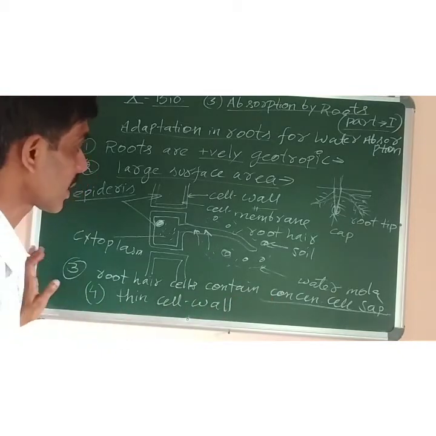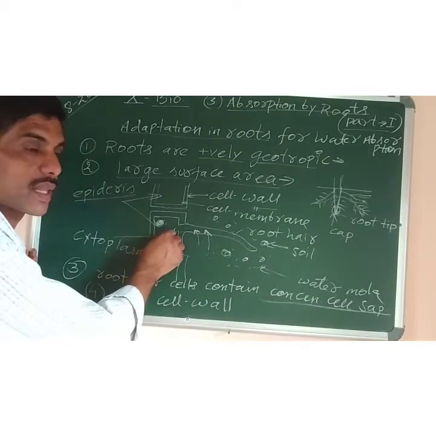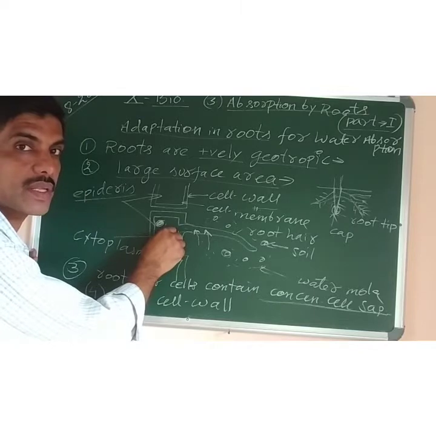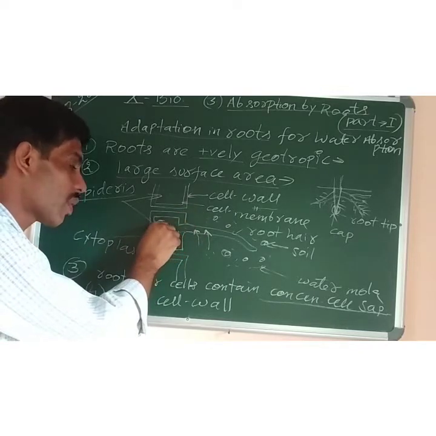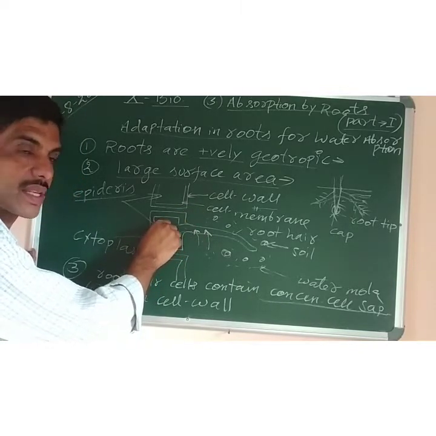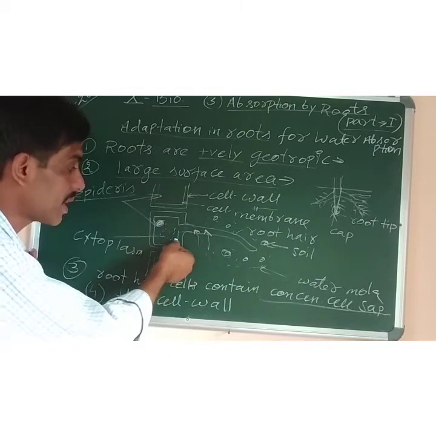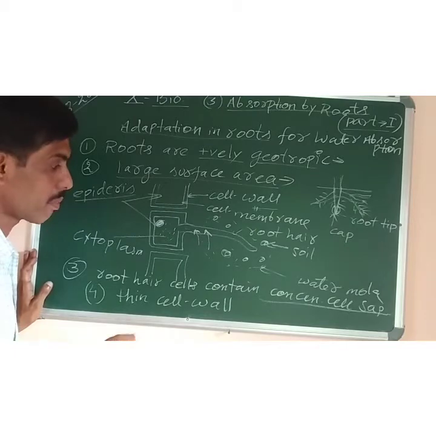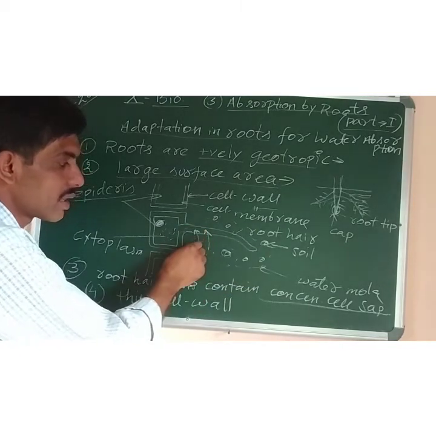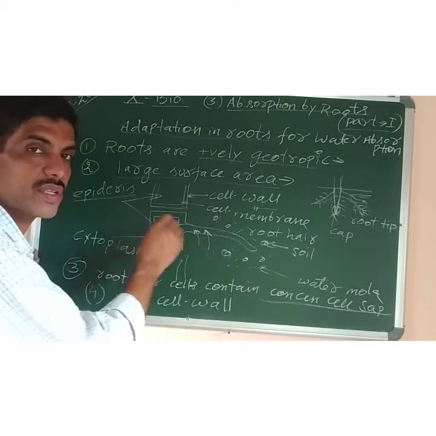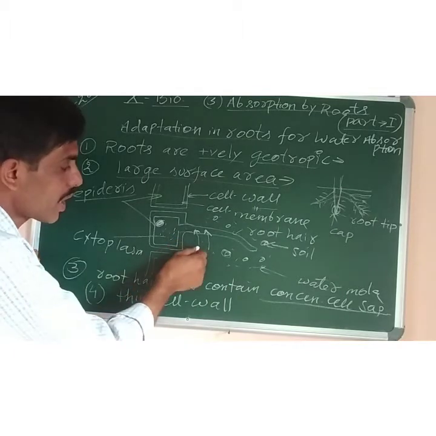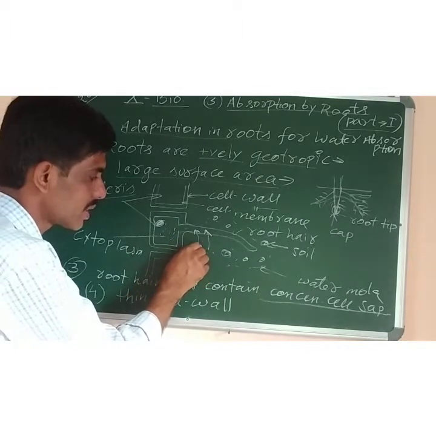The third point I said, root hair cells contain concentrated cell sap. It means inside the root hair cells the cell sap, that is water and minerals, is more. The concentration is more, which means water is less and minerals or solids are more. But outside in the soil there are more water molecules and less solid. So that's why water molecules will move. These are the water molecules.